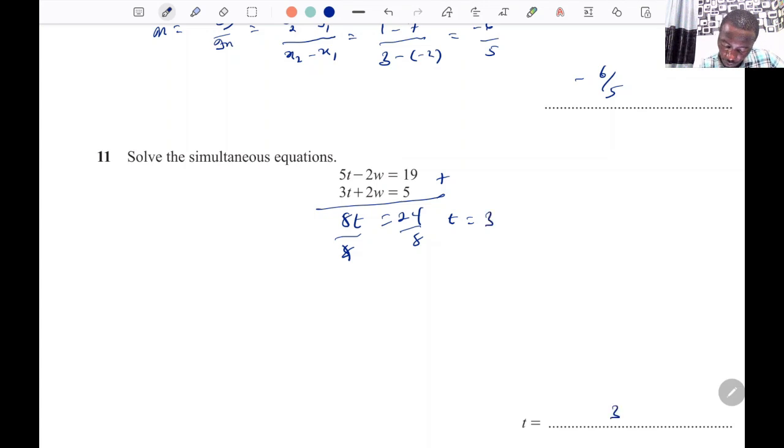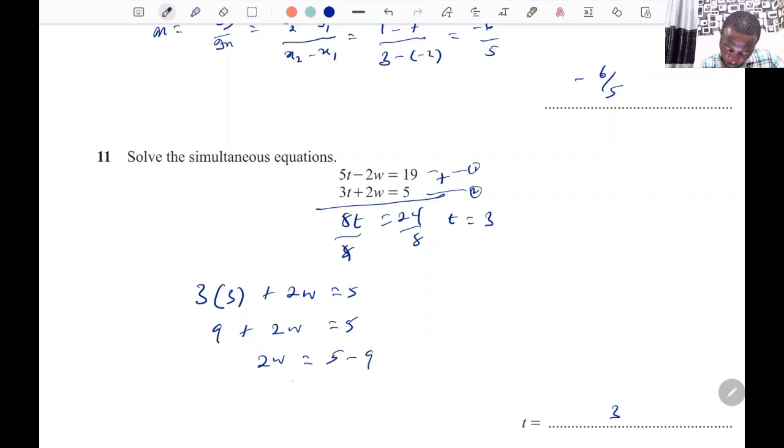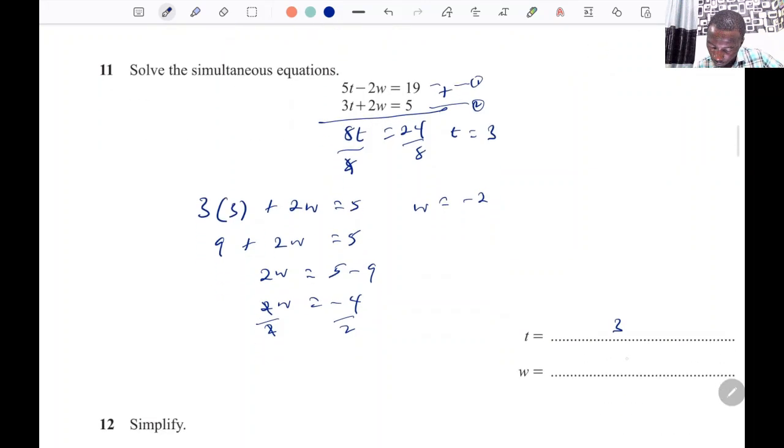So I'm looking for my w. I can use any of the equations to find my w. Let's assume this is equation 1 and this is equation 2. Let me use equation 2. I'll have 3 in bracket, because my t is 3, plus 2w equals 5. So 3 times 3 is 9, plus 2w equals 5. Collect like terms: 9 crosses over, so 2w equals 5 minus 9, which is minus 4. Divide both sides by 2, and my w is minus 2.